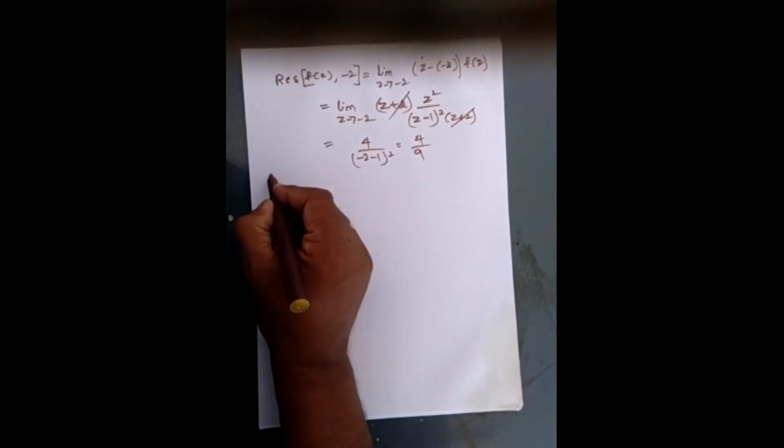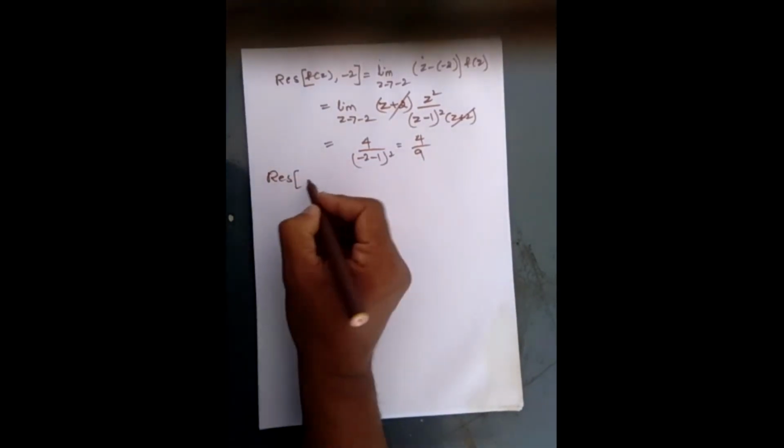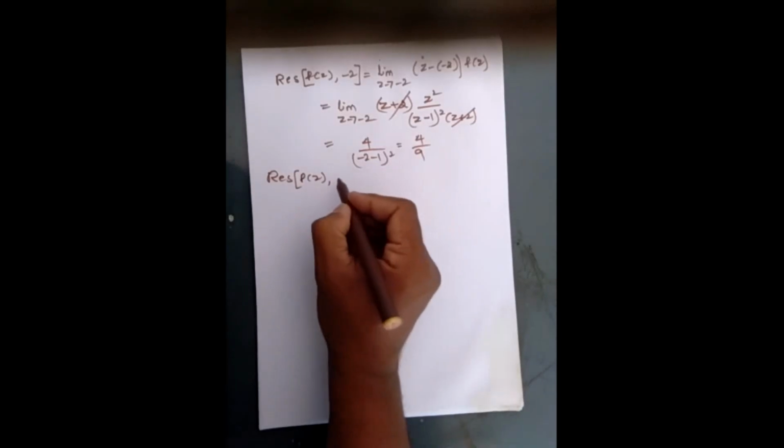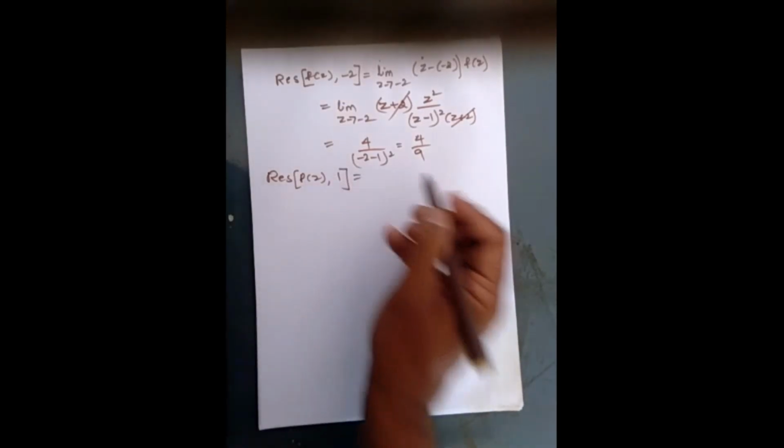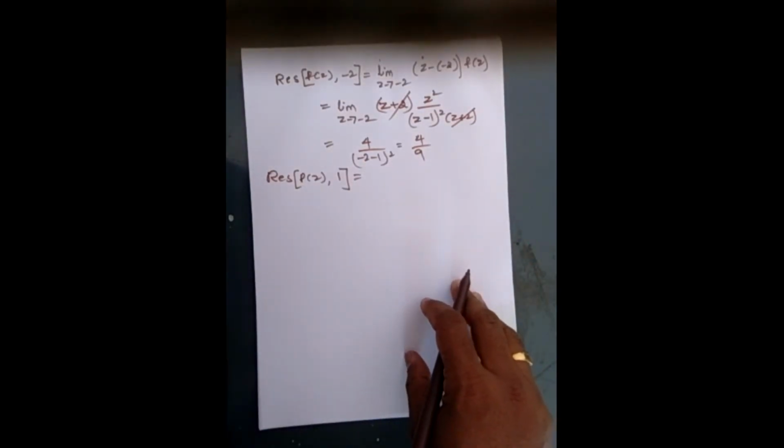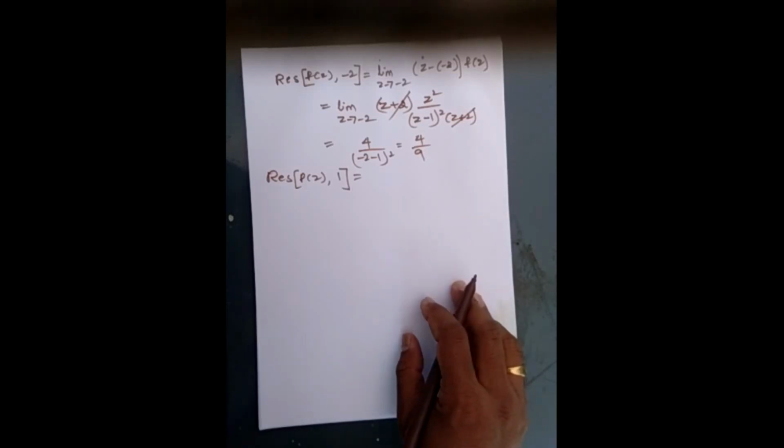Now we calculate the residue of f(z) at z equal to 1. Now z equal to 1 is a pole of order 2, so we use the second formula.